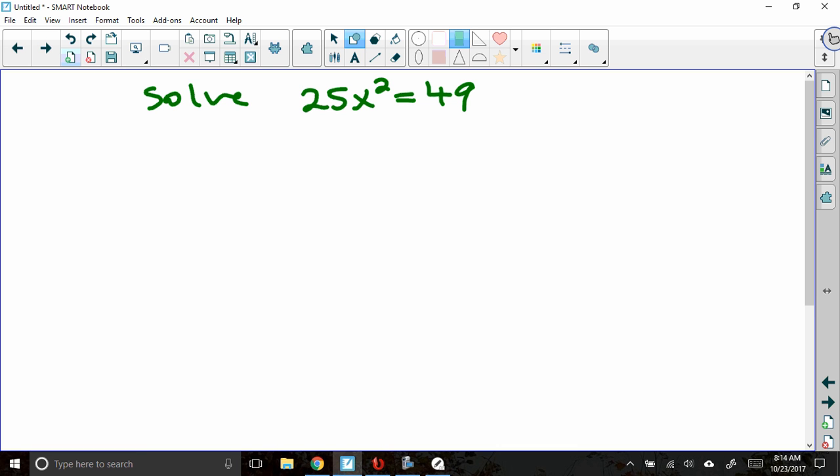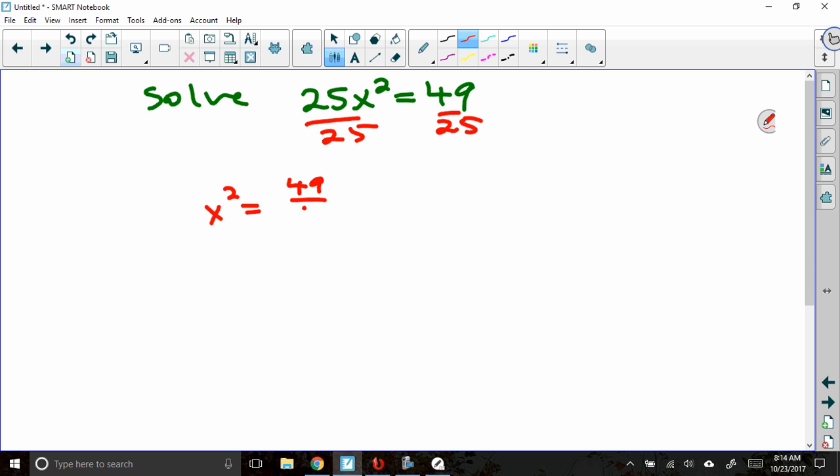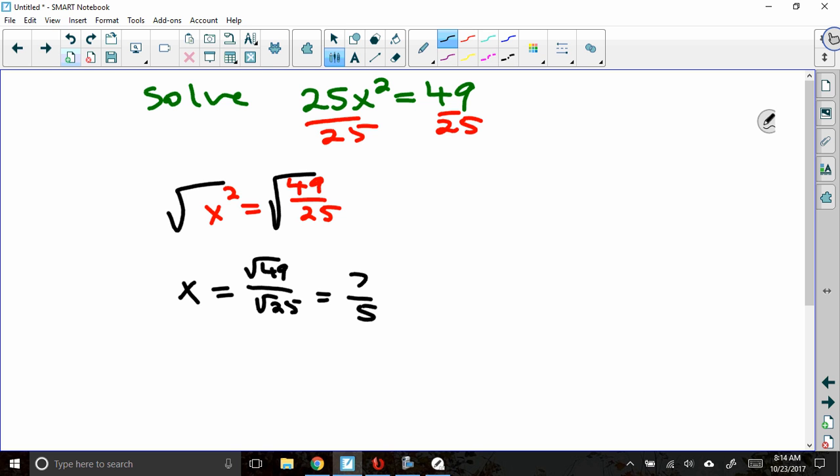So here's what 90% of students will do. They'll say, okay, let me divide by 25. So they'll get x squared equals 49 divided by 25. And then they'll take the square root. The square root of x squared is x, and the square root of 49/25 is the same thing as the square root of 49 over the square root of 25. So that's 7/5. That's not wrong, but that's only half right.